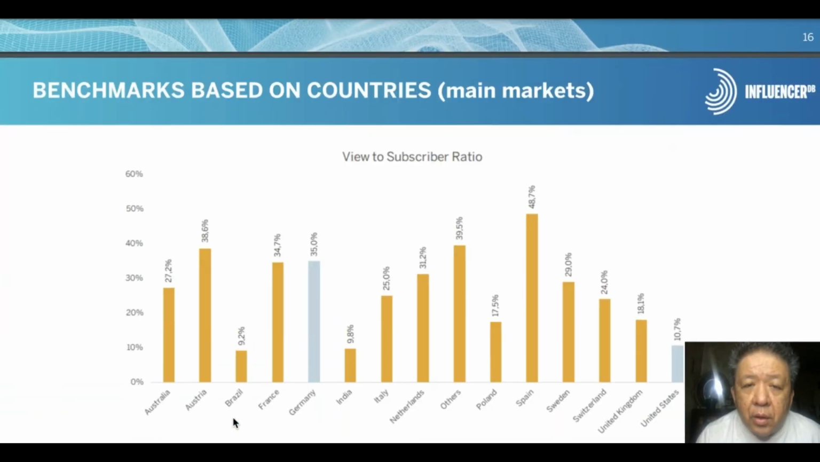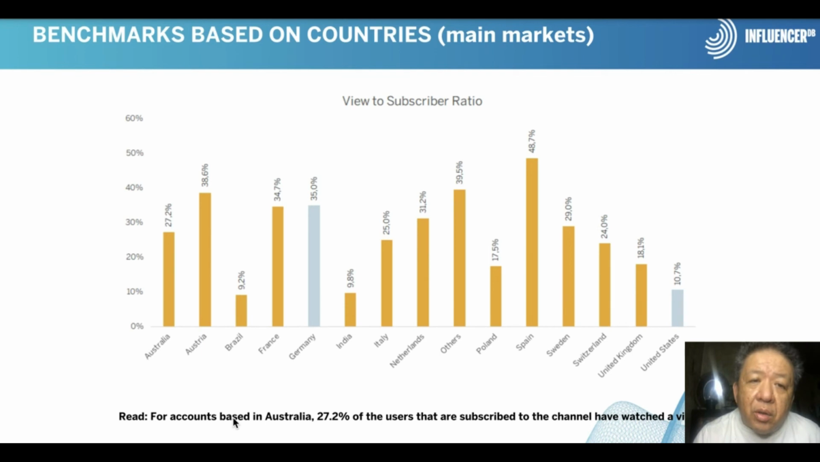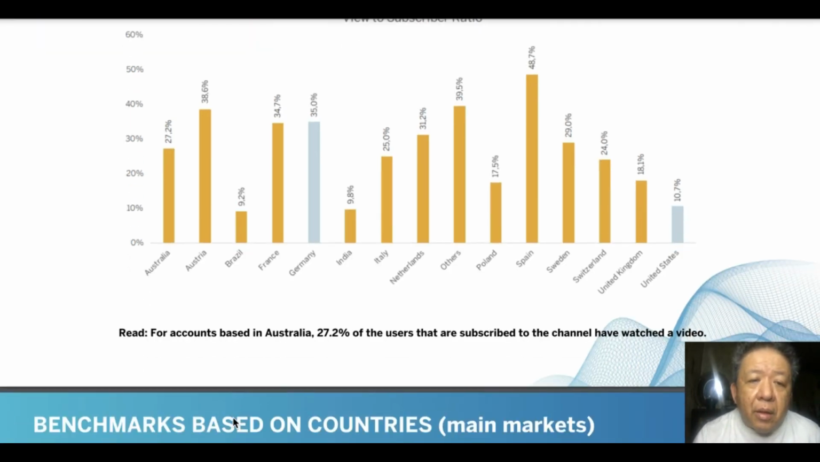Okay, based on countries, in terms of view to subscriber ratio, the ones that are performing well are Spain. Wow, the Spanish subscribers are really emphatically attached to their real fans, right? 48.7%. Well, in the US, only 10.7% in the view to subscriber ratio. Germany is also good. I don't know, maybe we're lumping to others, but 39.5%, that's about 40%. Accounts based in Australia is only 27.2%.